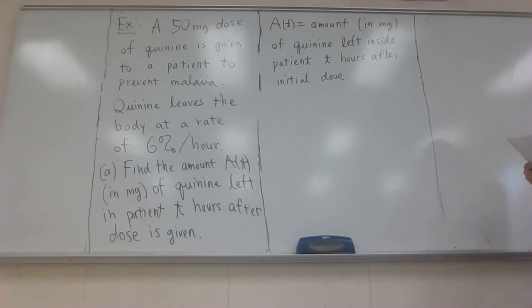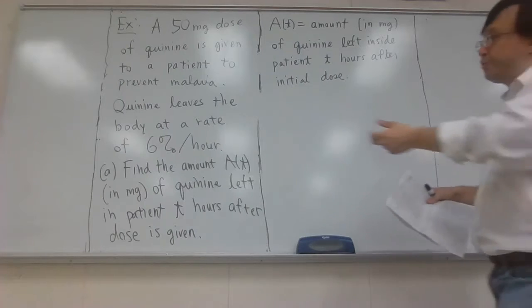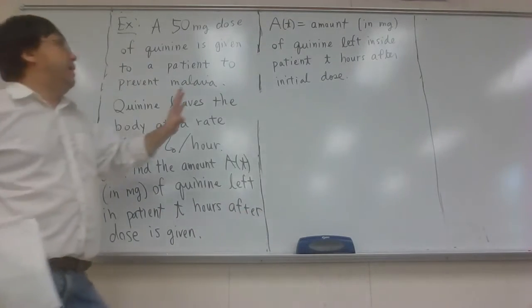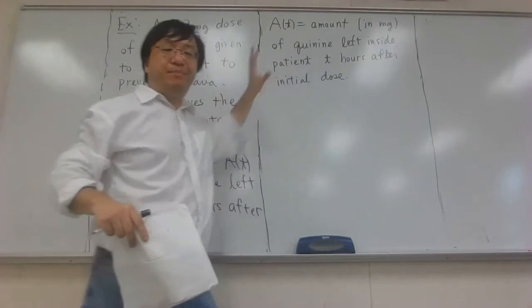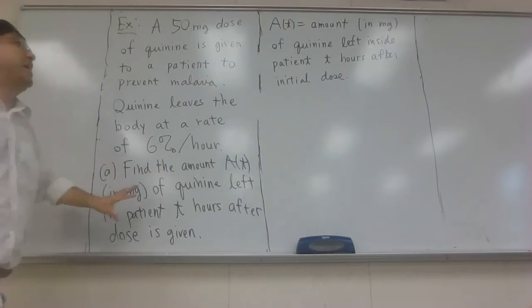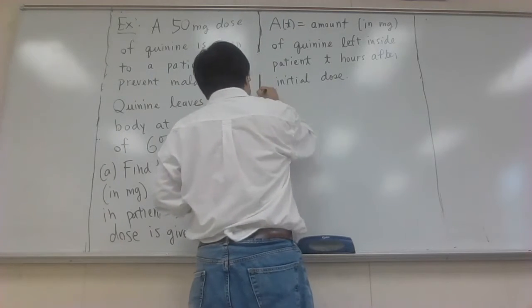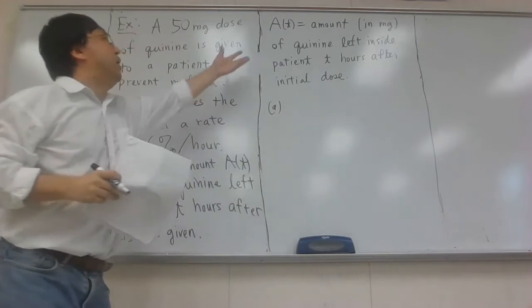Okay, and the first part of the question basically asks us to find a formula for A(t). So let's try to find a formula for A(t). What do we know about this function A(t)?